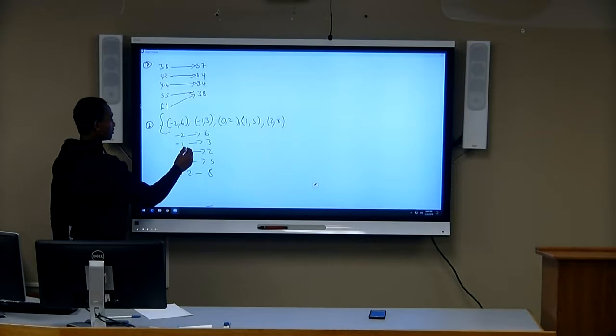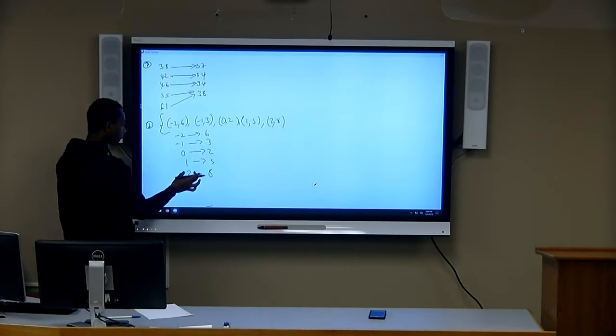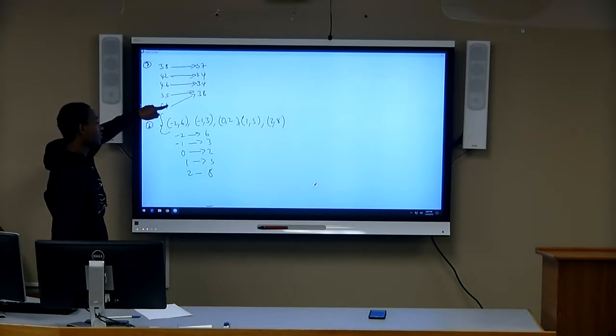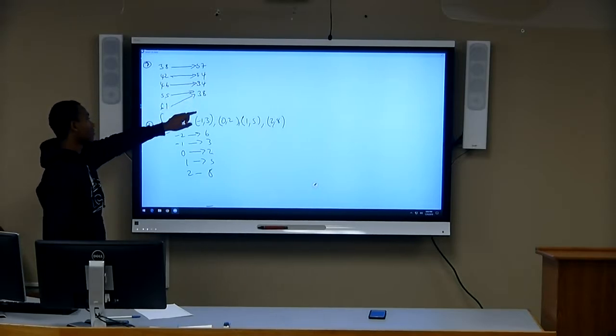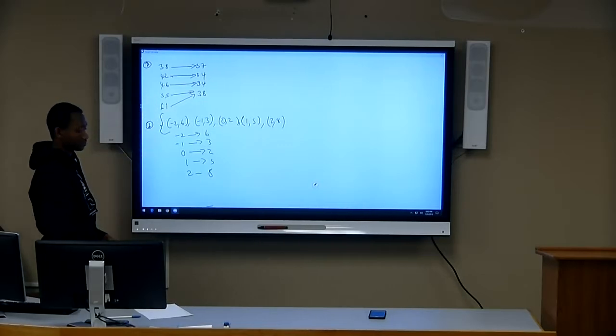So therefore this is a one-to-one function because every input corresponds to exactly one output. So this one is a one-to-one function, but this one is not because both the 55 and the 61 correspond to 38. So this one is not a one-to-one function, but this one is.